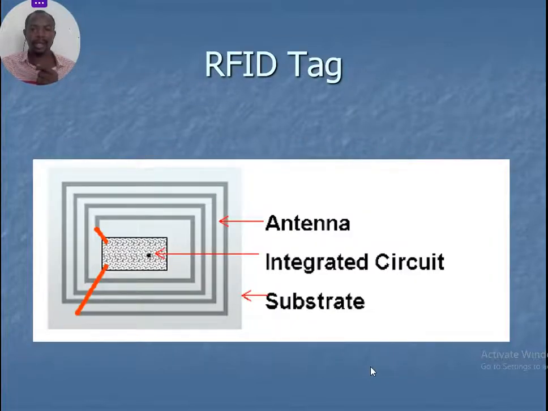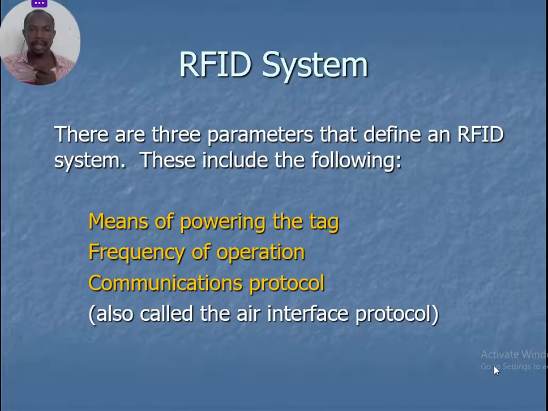Is that okay? Now, here is the RFID tag circuitry, what it looks like. It has what we call the integrated circuit. This part is called the integrated circuit. And then we have the antennas. And then we have what we call the substrate. The outside layer is called the substrate. Okay, so this is how a typical RFID tag looks. Now let's move on quickly.